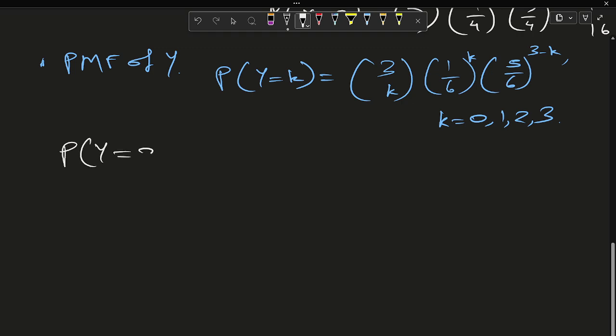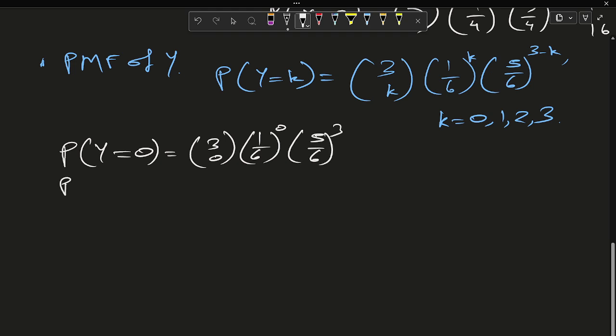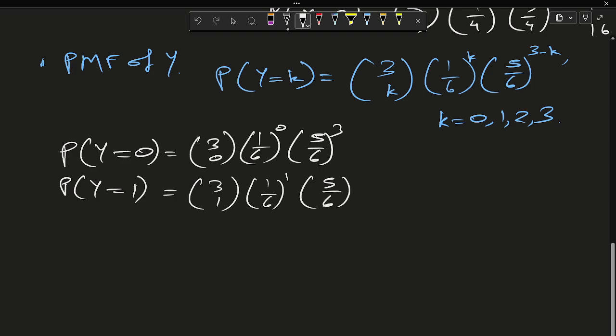So my P of Y equals 0 will be 3C0, and there will be 1/6 into my 5/6. So our P of Y equals 1 will be what? 3C1, and that will be my 1/6 to the power 1. And so we have to calculate all the things in this manner. So we will get this.